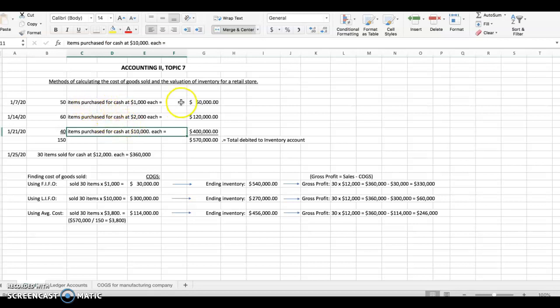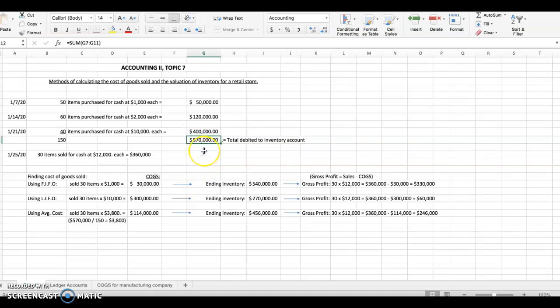So on the 7th, we purchased 50 items totaling $50,000. On the 14th, we purchased 60 more. This time it cost $120,000. And finally, on the 21st, we purchased 40 items costing us $400,000. So a huge increase in the cost. The total amount debited to the inventory account would be $570,000.